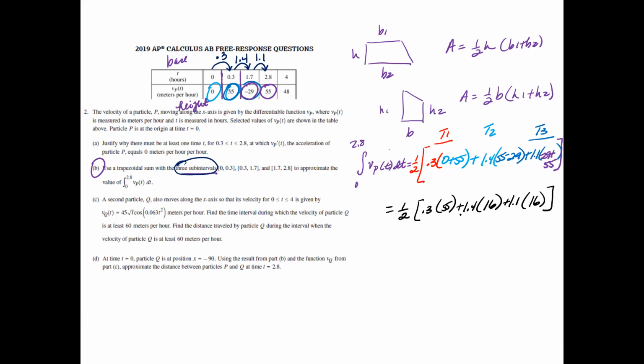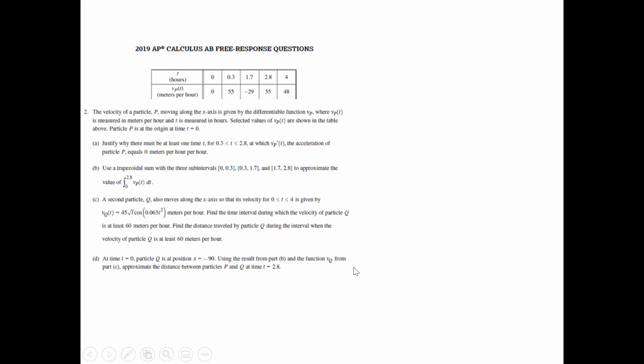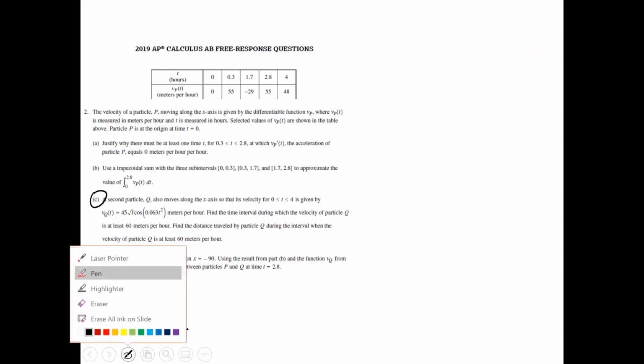So ultimately, when you plug this into your calculator, you're going to find that from 0 to 2.8, the integral of V sub P of t dt is going to be approximately equal to 40.75 units squared. And this right here is your answer. All right, so let's take a look at part C then.